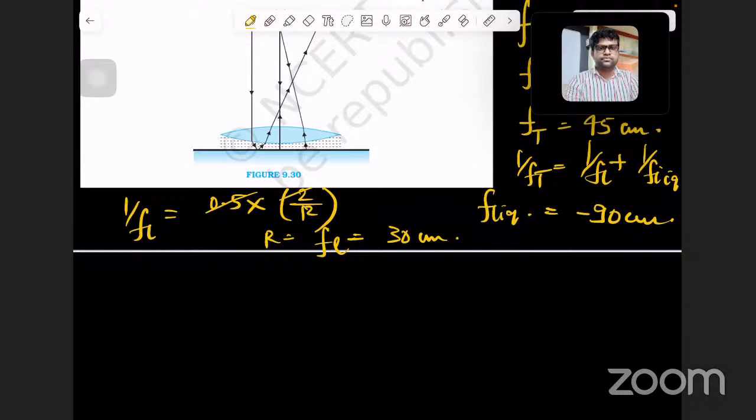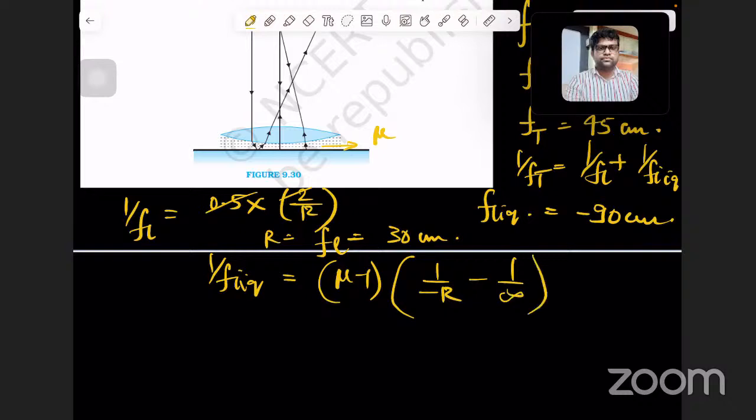Now I assume the liquid has refractive index mu. The radius of curvature of the liquid on the side of the plane mirror is infinity, and the radius of curvature on the other side is minus r, that is minus 30 centimeters. For the liquid, from the lens maker's formula, 1 upon f liquid is mu minus 1 into 1 upon minus r minus 1 upon infinity, which is 0.